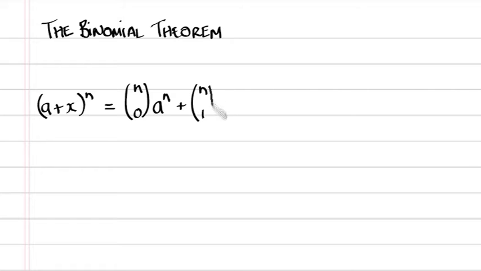It becomes n choose 0, the ways you can choose 0 objects from n objects, times a raised to the power n, plus n choose 1, the ways we can choose 1 object from n objects, times a to the n minus 1, times x to the power 1, plus n choose 2 times a to the n minus 2 times x squared.